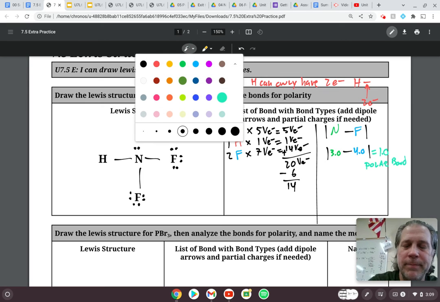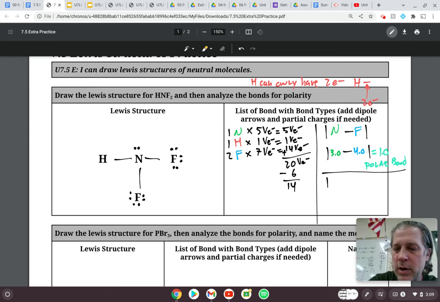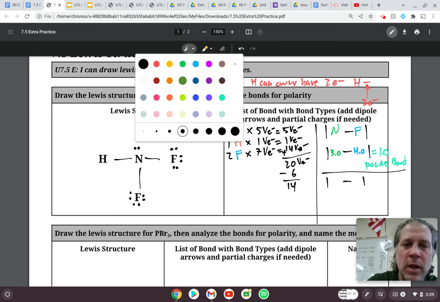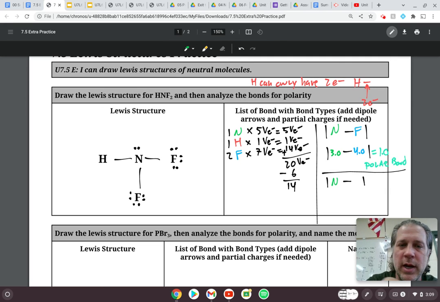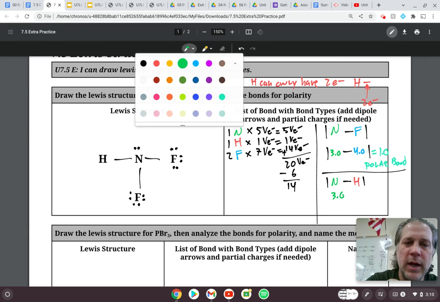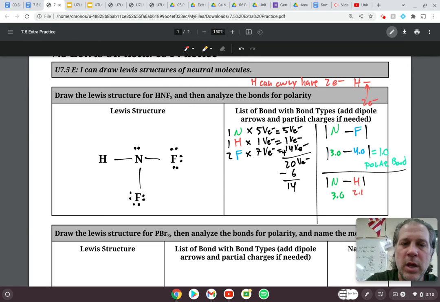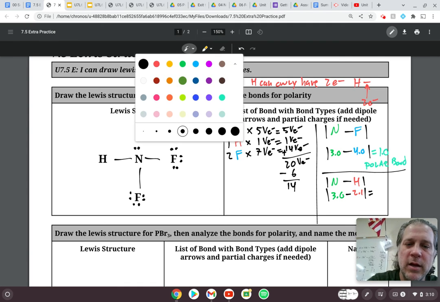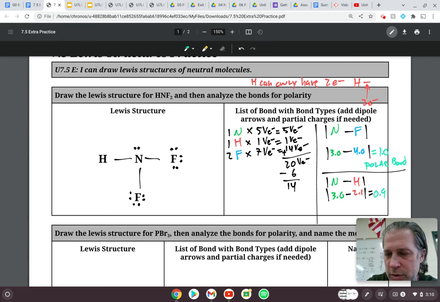We then have the other type of bond, which is between nitrogen and hydrogen. If I go to the periodic table, I see that nitrogen has a 3.0 and hydrogen is a 2.1. When I calculate the electronegativity difference here, I get 0.9. So it's also a polar bond. So now I have 2 polar bonds, which means I do have to draw dipole arrows and assess partial charges.